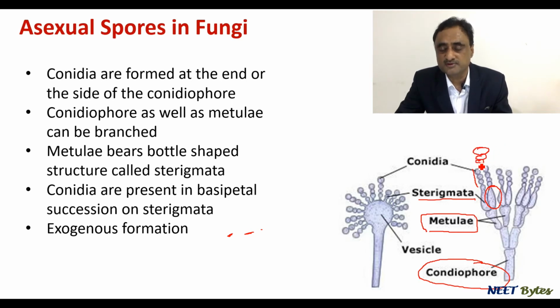What is the meaning of basipetal succession? The older one is at the top, the newer one is at the bottom. So it is released from the older one. That's why we call it basipetal. And since it is not enclosed by any membrane, we call them exogenous in origin, right? So this is exogenous formation. Okay, that is found in Penicillium, an ascomycete, which frequently reproduces by conidia, right?